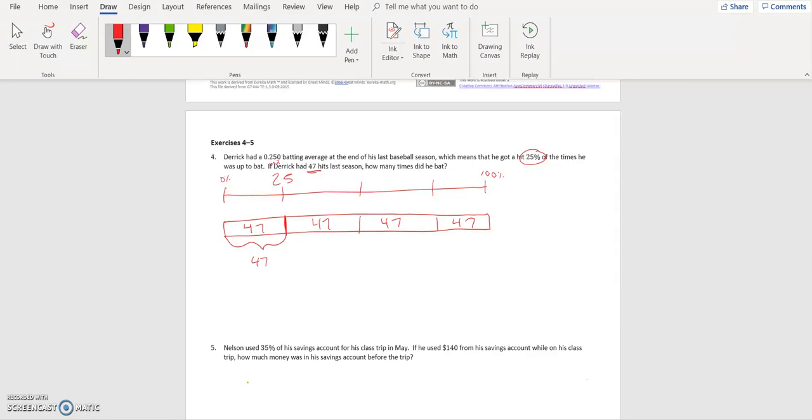And we wanted to know how many times did he bat. So all together, 47 times, there are 4 sections. So 47 times 4 gives me 188. That's how many times he bat. So Derek was, as they say, at bat 188 times. And those 188 times he hit the ball, 47.